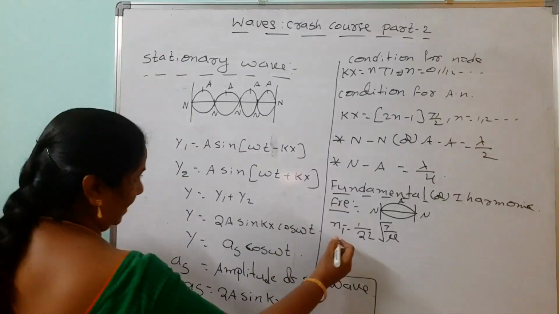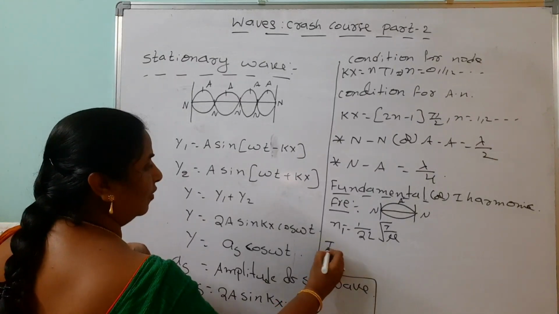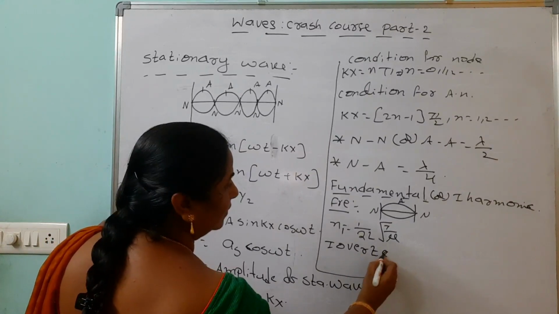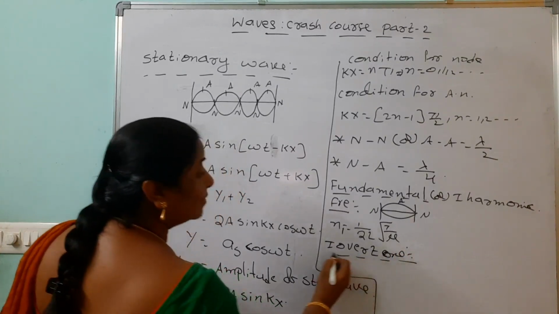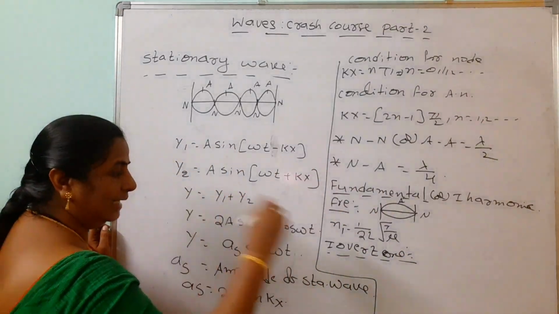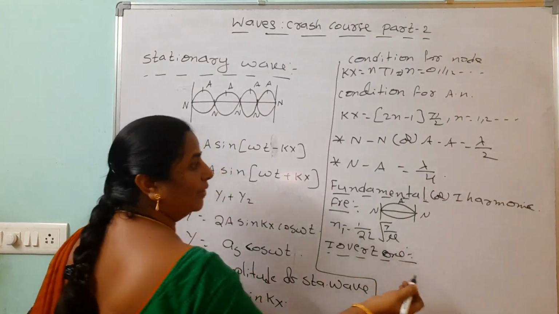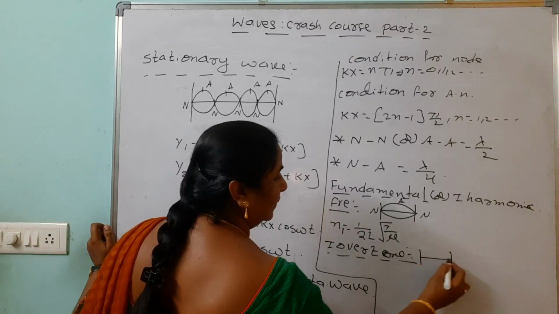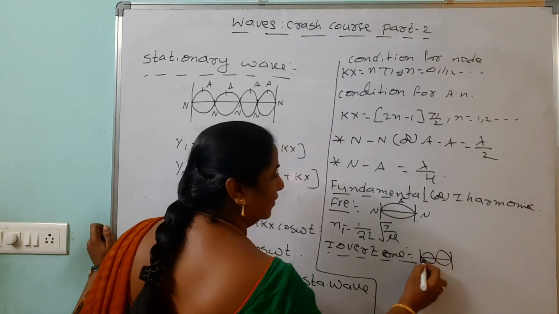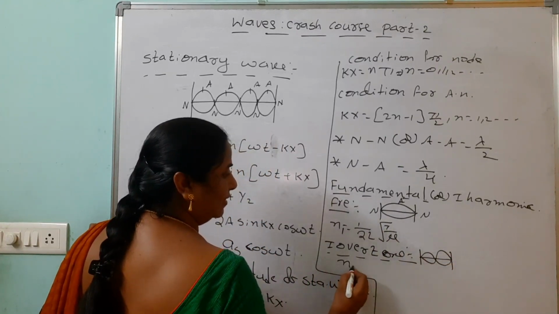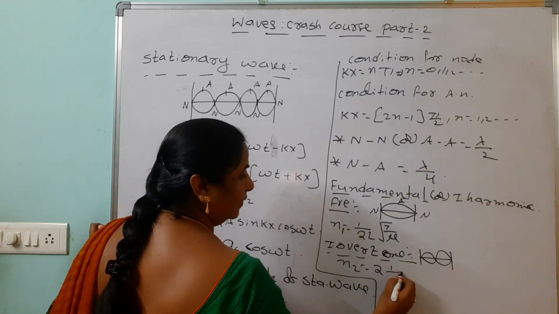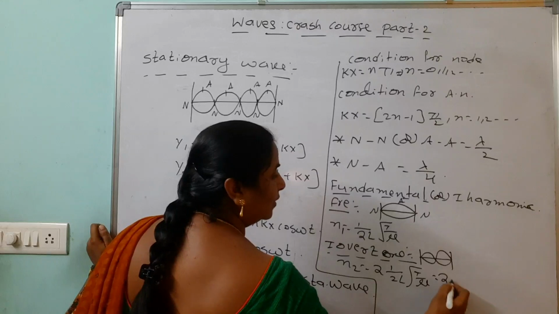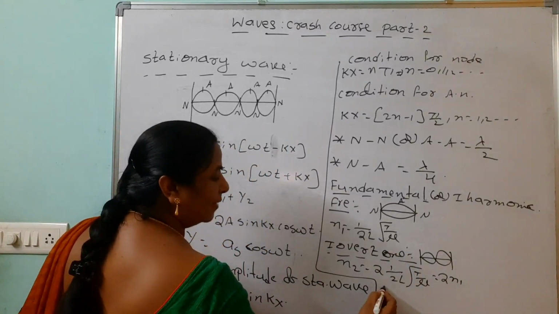Look here. Then we can go to the first overtone, one more term. What is an overtone? It is a frequency higher than the fundamental frequency. It is also called the second harmonic, 2 times the fundamental frequency. After simplification you get n2 equals 2 into 1 by 2L into root T by mu, which is 2 times n1. Like that, there are more segments.